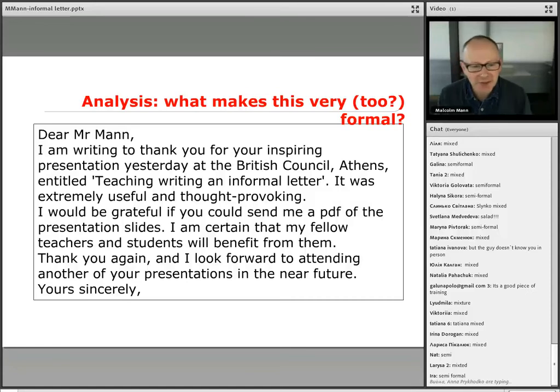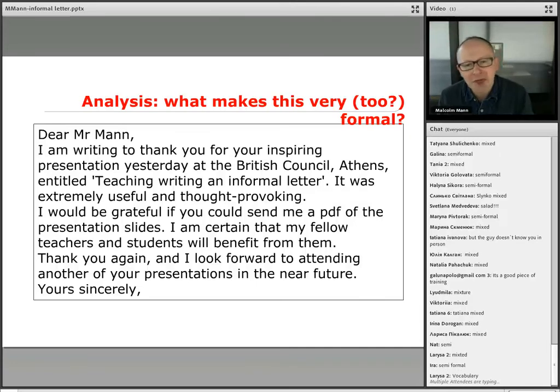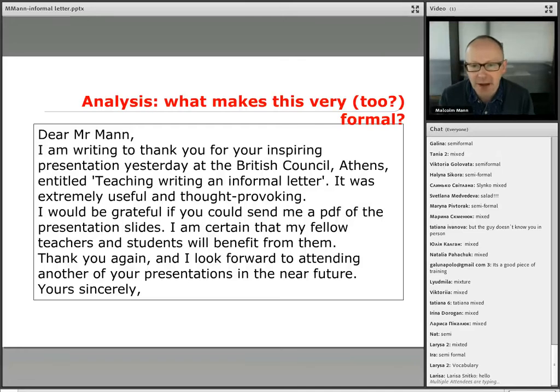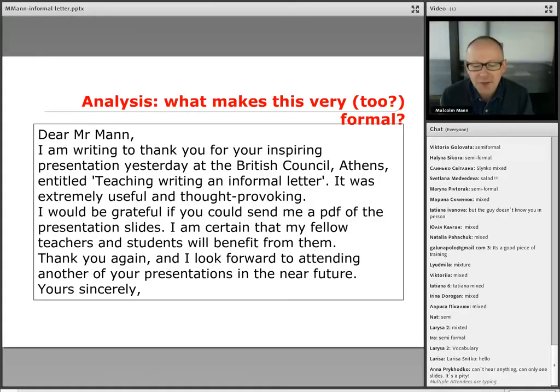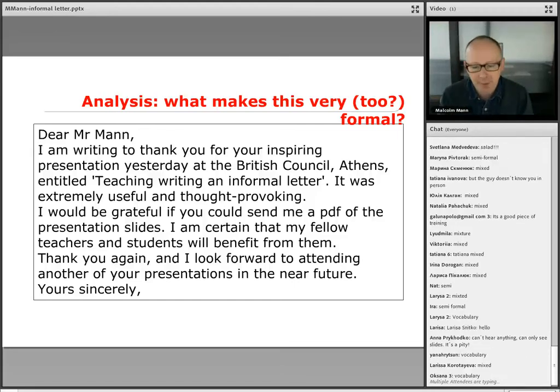Just have another look at this one. We looked at this one a couple of minutes ago. You don't have to type into the chat box because there's lots of different things here. But what are the different things? Just take 30 seconds to think about it. What are the different things that make this very formal? The different bits of vocabulary, the different bits of grammar.